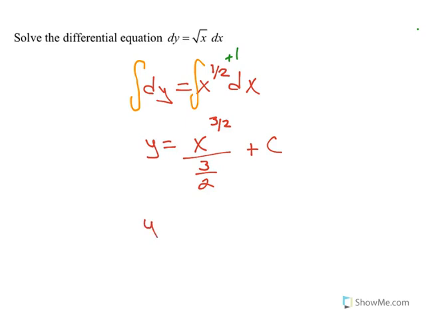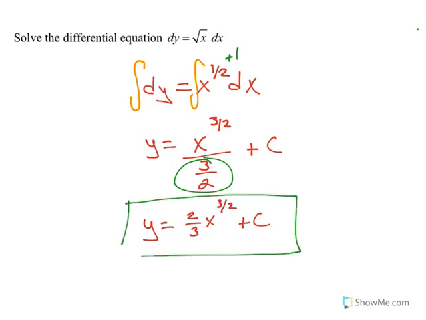And you'll probably see, most people would kind of clean this up. If you're dividing by 3 halves, that'd be the same thing as multiplying by the reciprocal, 2/3. So that's going to be 2/3 x to the 3 halves plus c. So simplifying the dividing by a fraction piece and just multiplying by the reciprocal. And that should be our final answer.